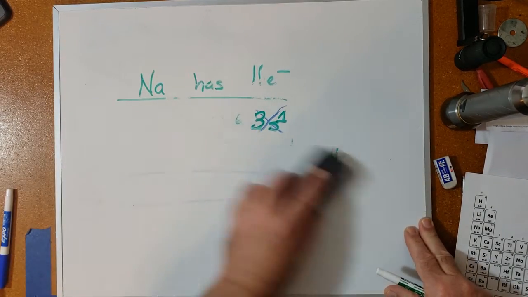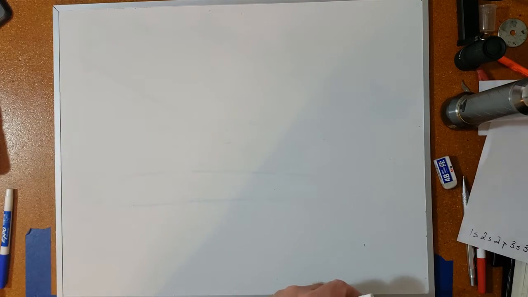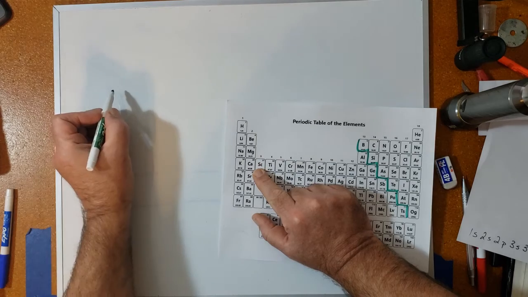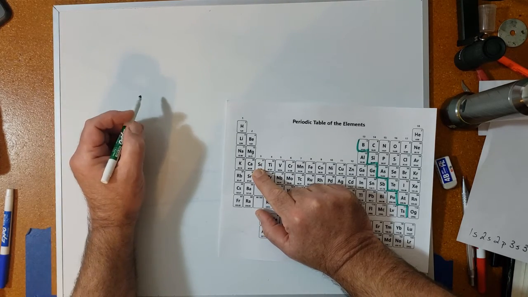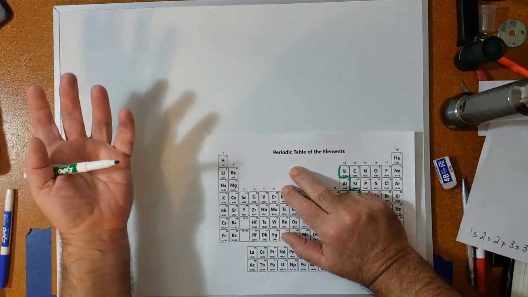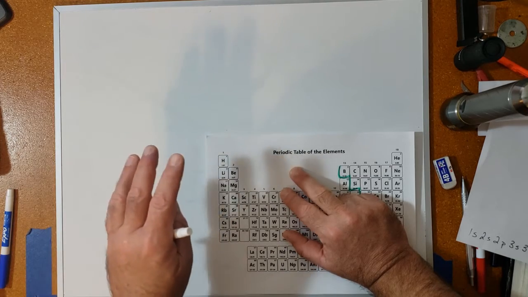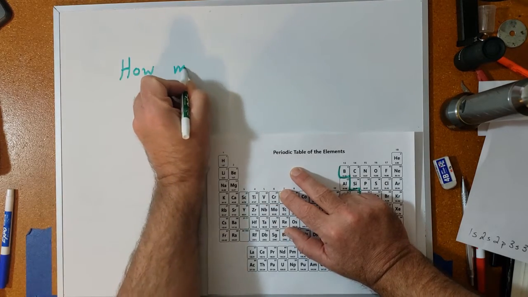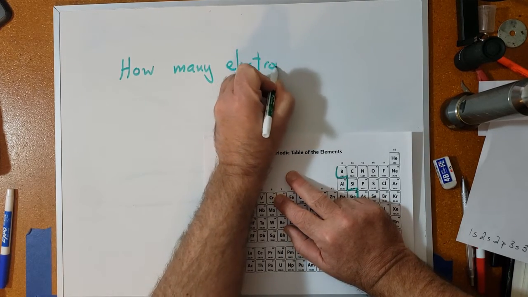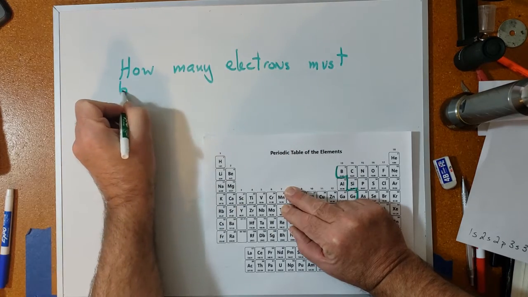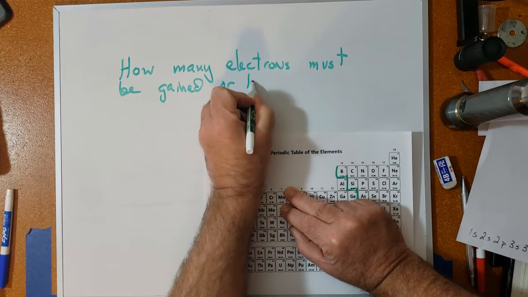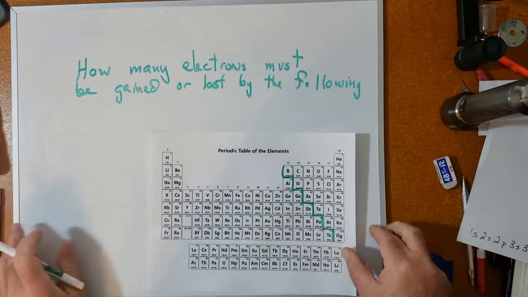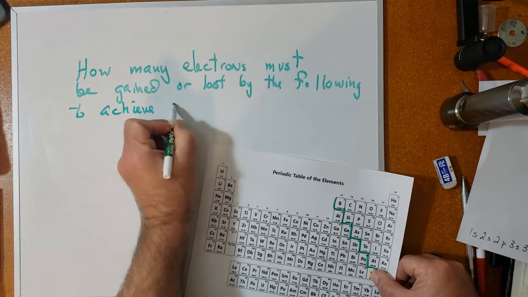I hope that's a sufficient explanation for what I'm going to now assign to you. What I want you to do is tell me exactly how these next few elements achieve an octet. It's either going to be by gaining or losing electrons. We'll talk about the electron sharing later. Right now we're interested just in how many electrons must be gained or lost by the following to achieve an octet?